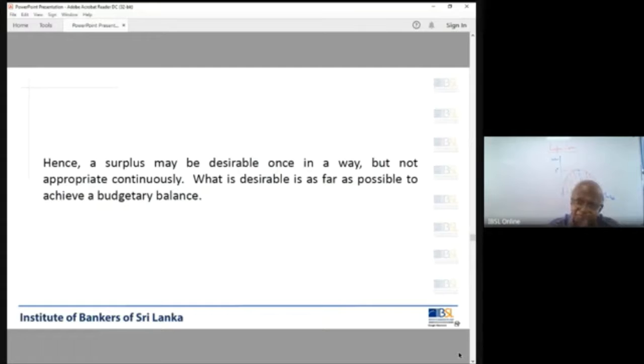Budgetary balance. But it's difficult. It's a very difficult task, especially in a developing country like Sri Lanka. Take COVID. In the first round, the government had to give 5,000, sometimes 10,000 rupees to poor households. Unexpected, unanticipated shocks are coming to the budget. You can't balance the budget.